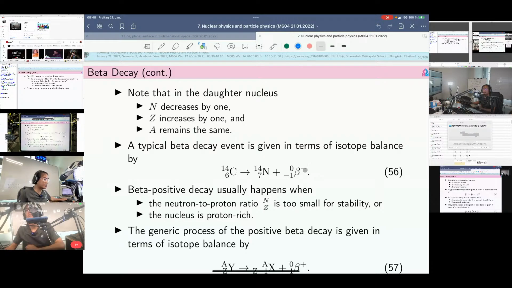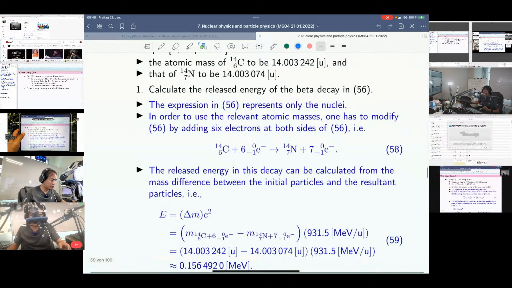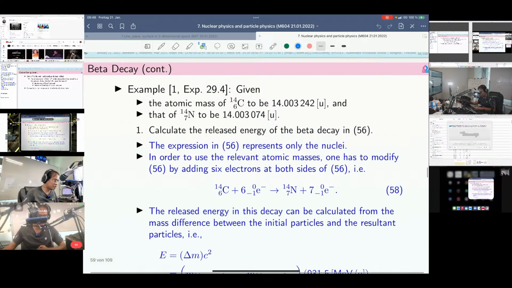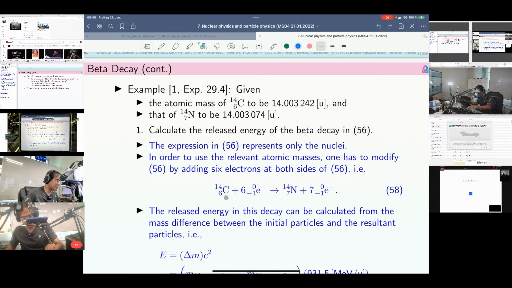Okay, and but in order to do the computation, we are going to use the complete atom that has. Is there anyone who will join? Is there anyone who will join? No.